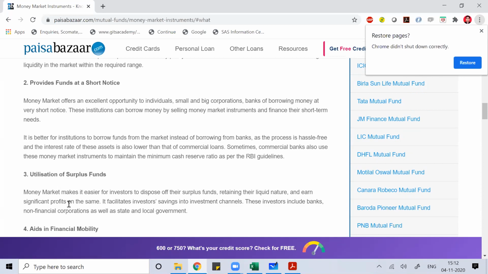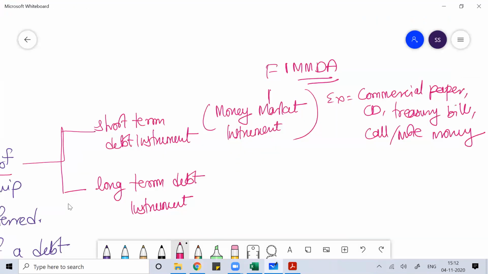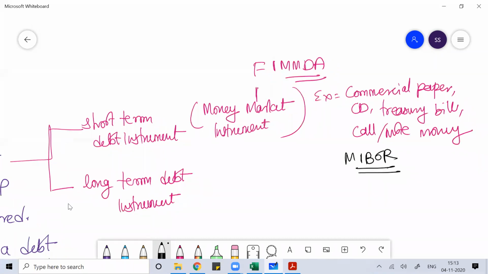So in the money market, the banks borrow and lend money among themselves. The RBI keeps an eye on the transactions in the money market. Whenever borrowing and lending happens, it happens at an interest rate. The interest rate can be fixed or floating. If your interest rate is floating, then they use MIBOR as the benchmark rate.